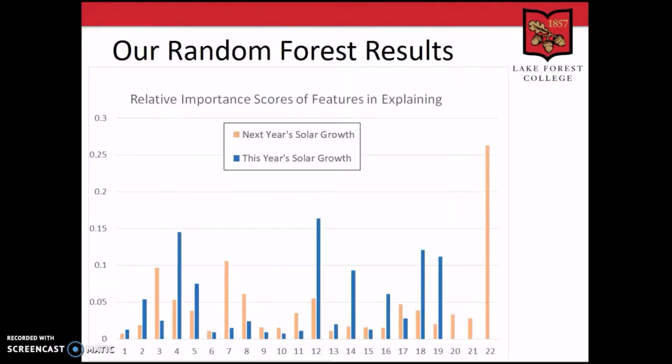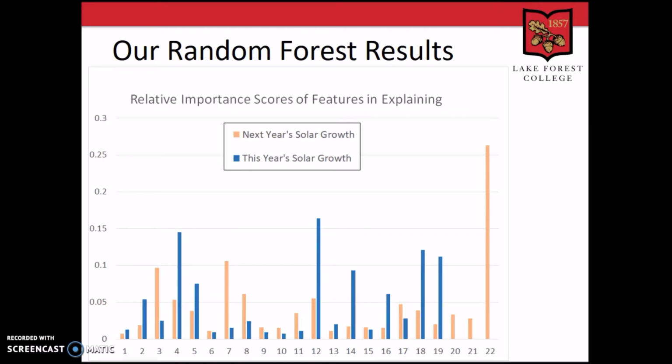accurate model. Our random forest results also showed that all of the variables that we selected were not equally important in predicting the solar growth. For example, you can see the most important factor for predicting this year's solar growth is factor number 12, which is the cost of solar installation. The second most important is number 4, which is median household income. So if people are rich and the cost of solar installation is low, then people will buy more solar installation.